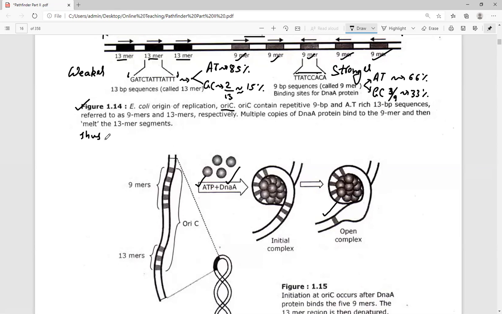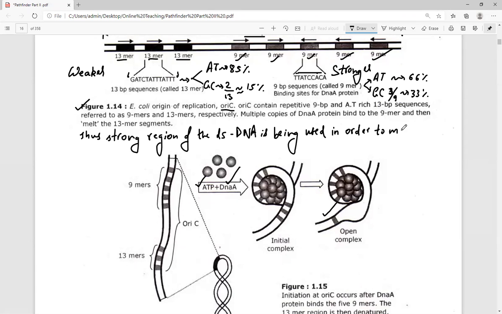Thus, the strong region of the dsDNA is used in order to make a swivel and melt the dsDNA at the 13-mer region.